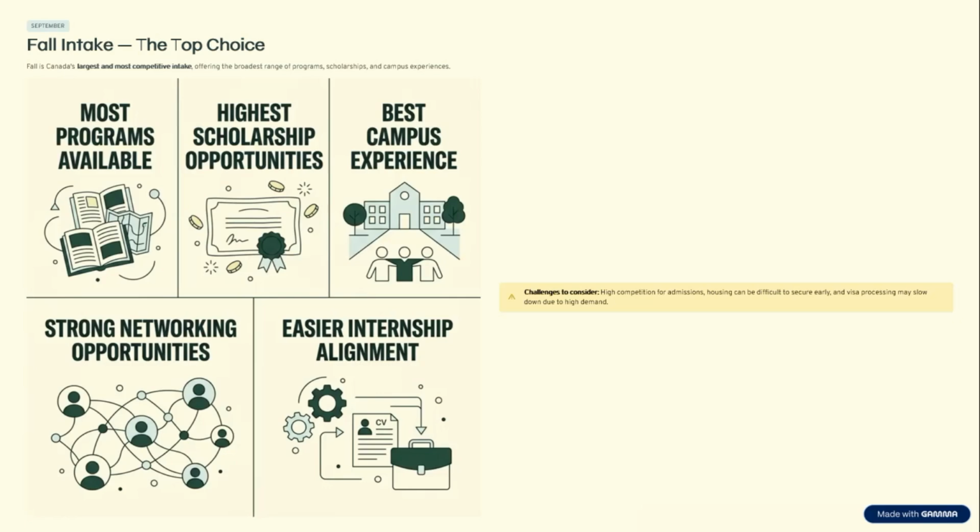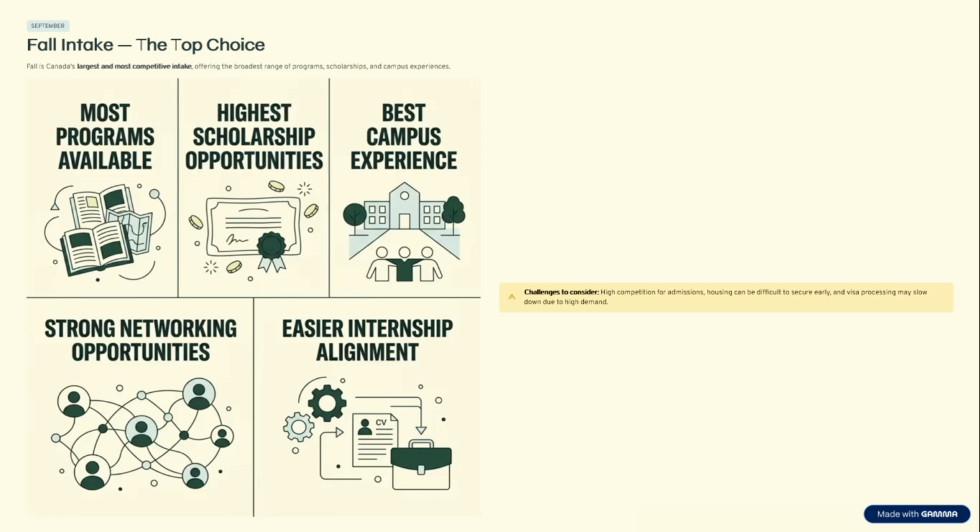It's also the largest, it has a lot of scholarships, programs and campus experiences. So mostly the most loved intake among international students is the fall intake, top choice, because it also starts in September, which is a really good month as well. Most programs are available here, have scholarship opportunities, best campus experience, strong networking opportunities, easier internship alignment as well. Most companies really like this September fall intake as well. So this fall intake starts in September, and if you want to do your application, you need to start one year before, in September of the previous year. You need to compile your documents, get ready and apply before the program deadline.